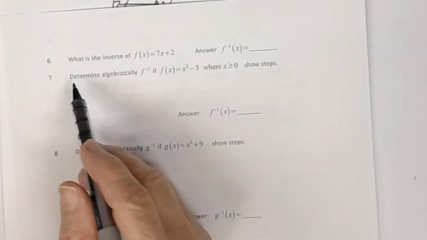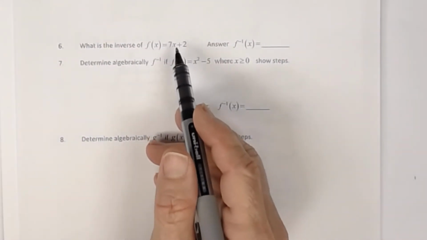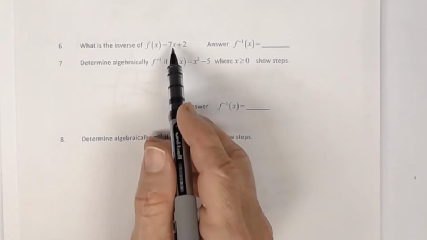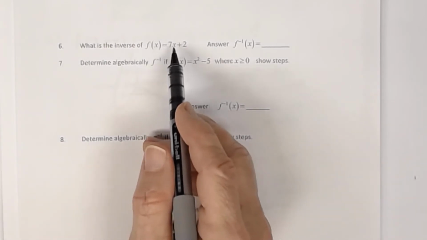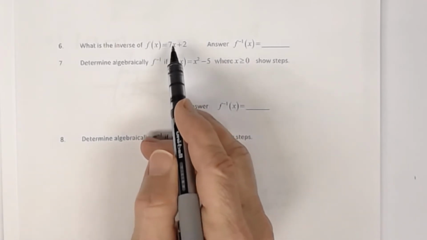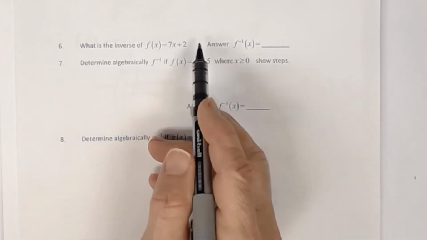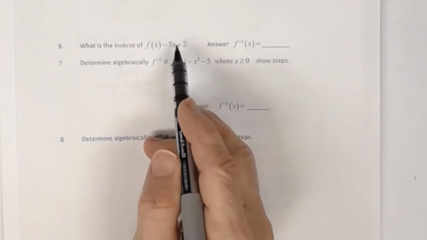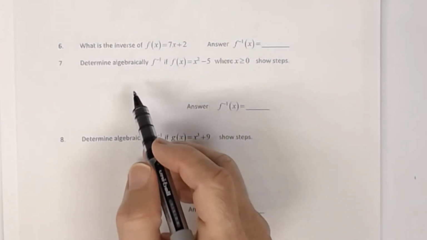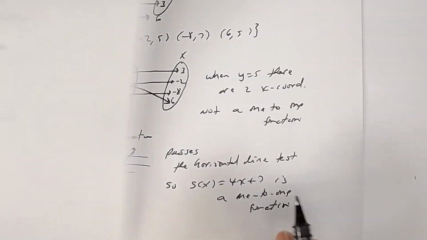Now, in number 6, you could have done this without showing any work, and notice I didn't say show work here. Remember, the inverse does the opposite of what the function does. This function takes x, multiplies it by 7, and then adds 2. The inverse does the opposite, so it will subtract 2 and then divide by 7. But if you wanted to do this algebraically, here's what you would have done.